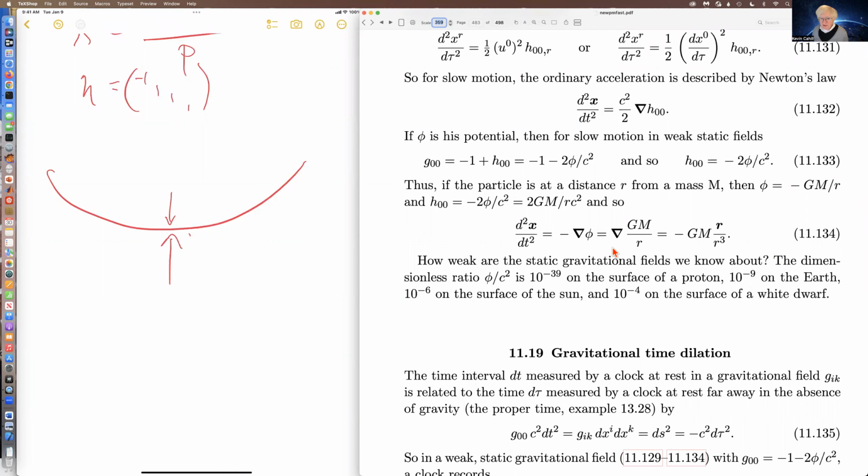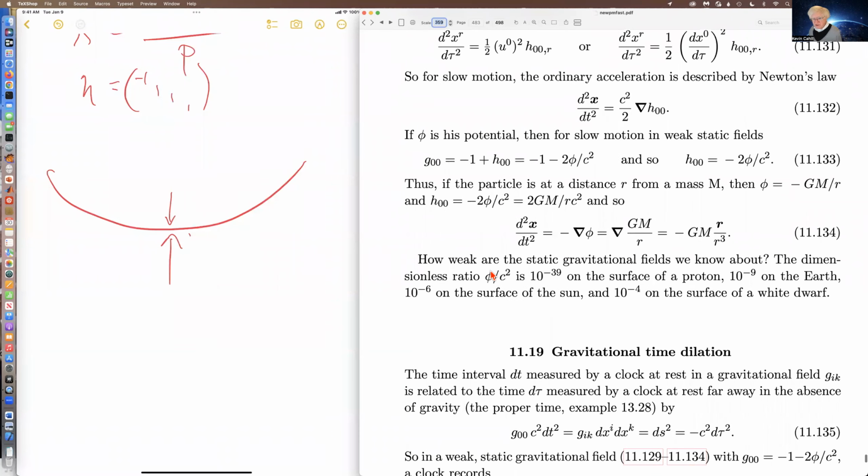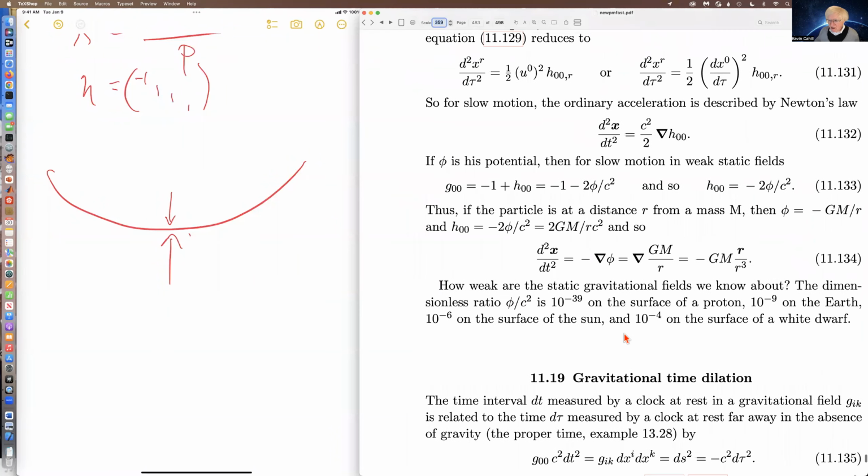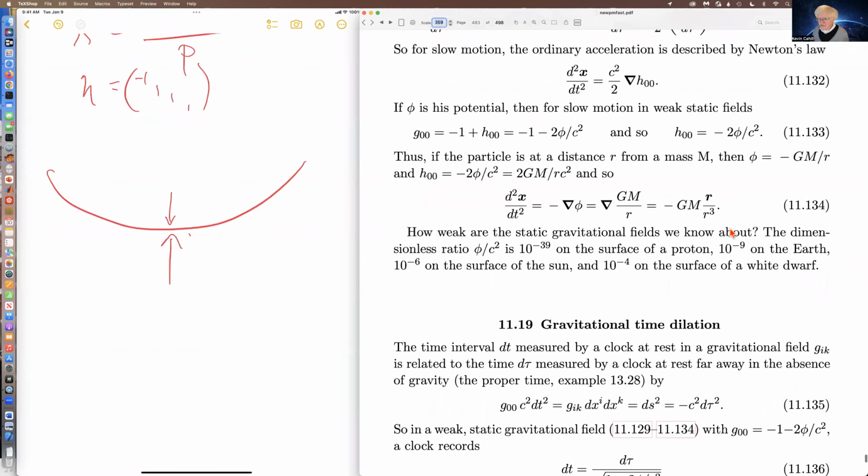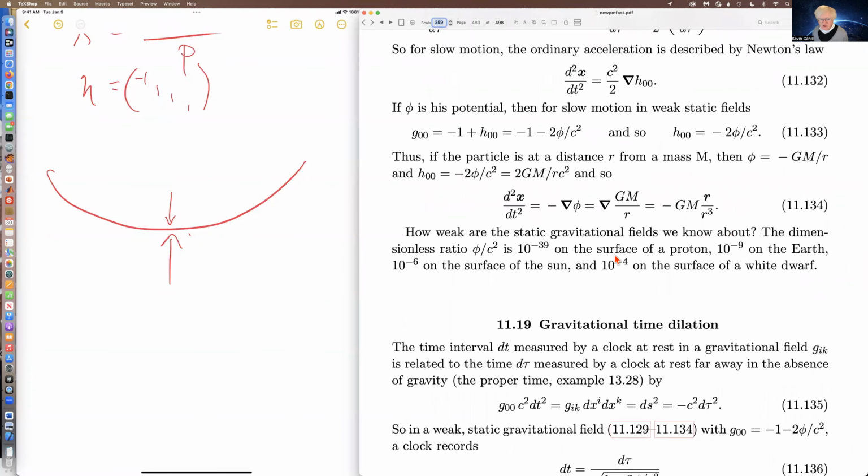And the dimensionless gravitational field is φ over c². And as I said last time, it's very small on the surface of the Earth. It's only 1,000 times greater on the surface of the sun. That's partly because the sun is so big. And on the other hand, on a white dwarf, which is smaller, it's 100 times bigger than on the surface of the sun.